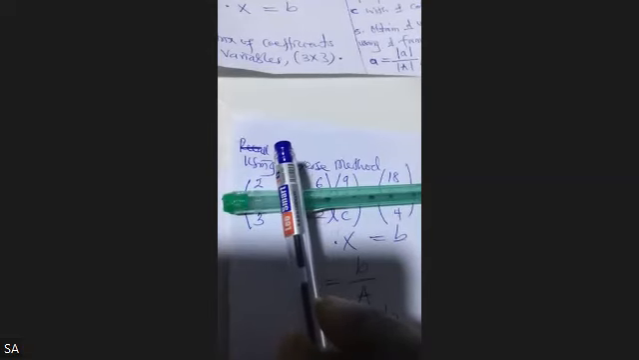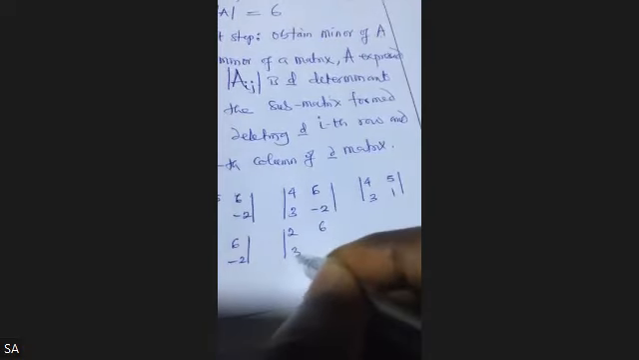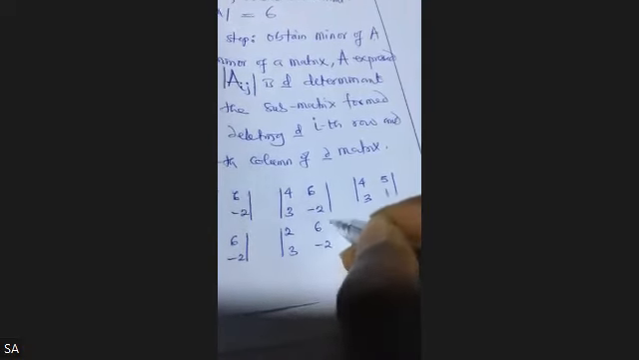Okay, take a look at this. I'm also going to block the column 2. So I'm picking 2, 6, 2, 6, 3 minus 2.